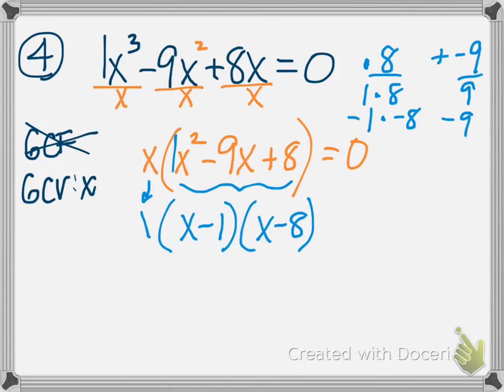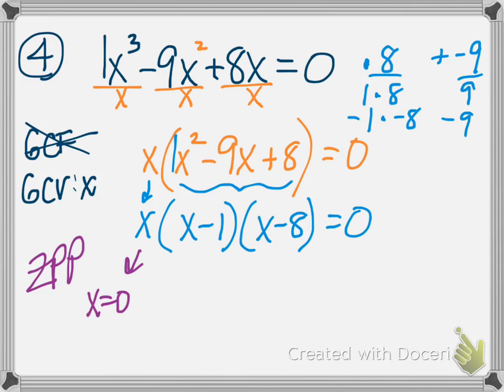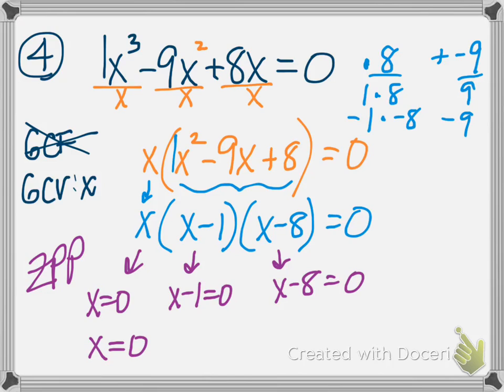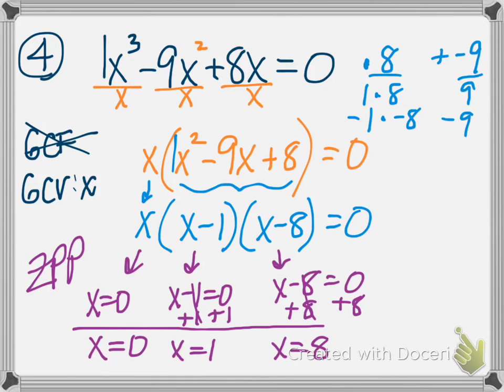Remember to bring down that x that was out front. That way you don't lose out on your third solution. And now we use the ZPP. So x could equal 0, or x minus 1 could equal 0, or x minus 8 could equal 0. So this one's already done for us. Here we have to solve by adding 1, so x could equal 1. Here we have to solve by adding 8, so x could equal 8. So x is either 0, 1, or 8.